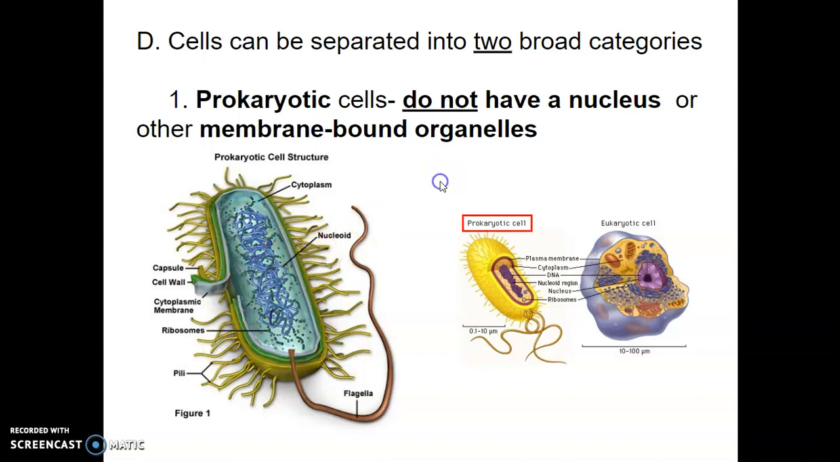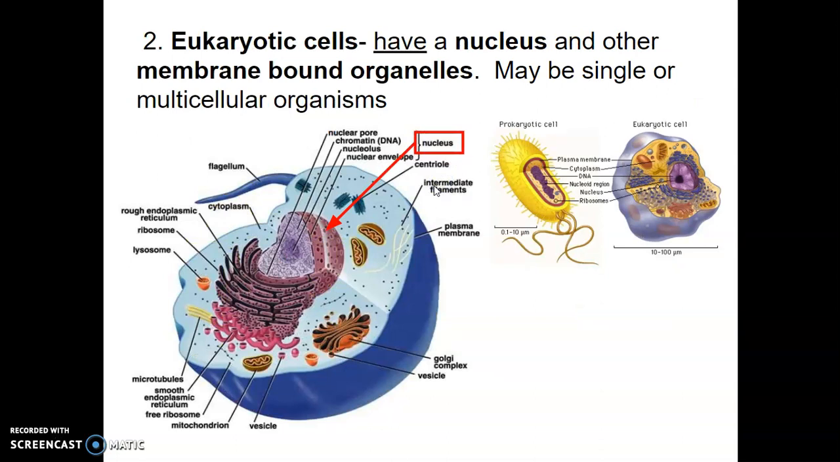Okay. The second broad category is eukaryotic cells. Eukaryotic. The EU makes that U sound. Eukaryotic cells, as you probably guessed, have a nucleus and other membrane-bound organelles. So check out this picture. There's the nucleus. It's all wound up in here. We're going to learn that DNA is found inside there, consisting of chromatin, which is made of chromosomes.